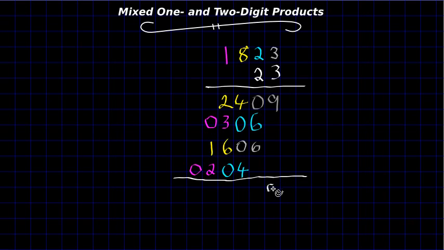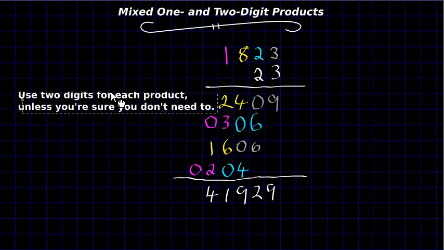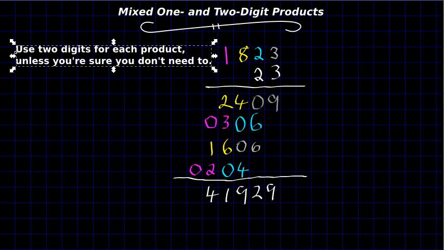So this 9 comes down here. 6 and 6 makes 12. Carry the 1. We get 5, 9. Okay, 5 makes 11. Carry the 1. This gives us a 4. So that's probably the right answer. So the rule here is simple. Use 2 digits for each product unless you're sure you don't need to. Just so things fall into a nice systematic pattern. Systematic is good.